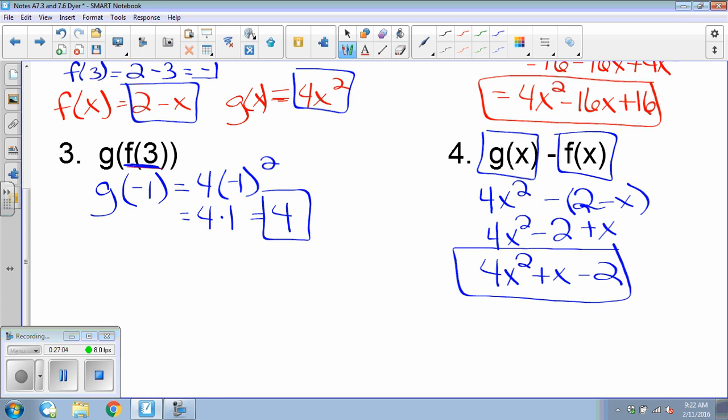Okay, and when you're adding, subtracting, multiplying, and dividing, it might make it easier to make sure you put that whole function in parentheses, and then either add it to the next function in parentheses so that you make sure and don't mess up any signs. Okay? Any questions?